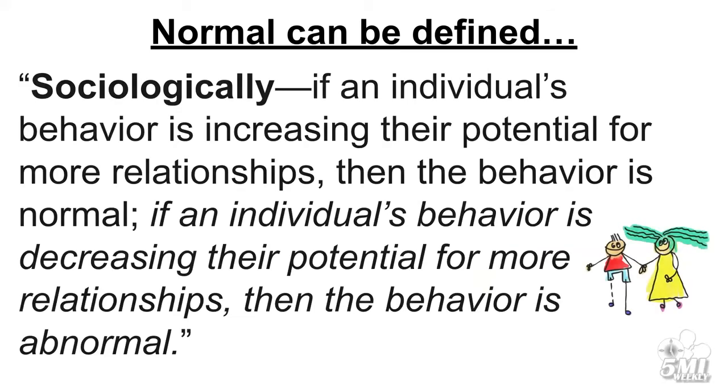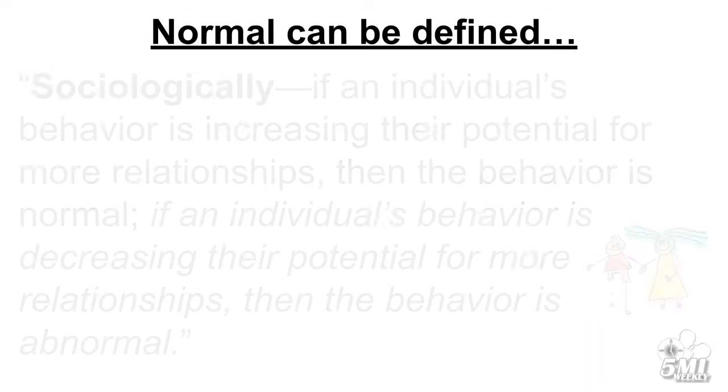Normal can also be defined sociologically. If an individual's behavior is increasing their potential for more relationships, then sociologically the behavior is normal. If an individual's behavior is decreasing their potential for more relationships, then sociologically the behavior is abnormal.